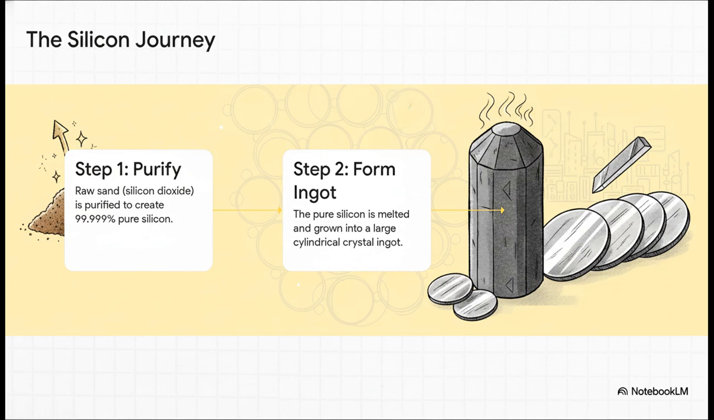So this whole process is just meticulous. We take this raw, gritty sand and it gets purified to an insane degree. Then it's melted down and grown into this massive, perfect crystal cylinder called an ingot. And from there, that ingot gets sliced into these beautiful, paper-thin, mirror-smooth discs. We call them wafers. But they're not just shiny discs. Think of them as the perfect, pristine canvases where we're about to paint the modern world.